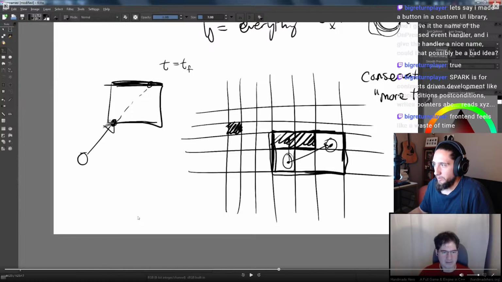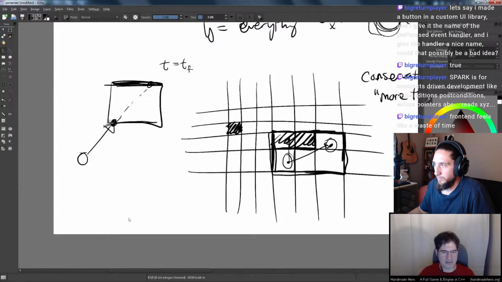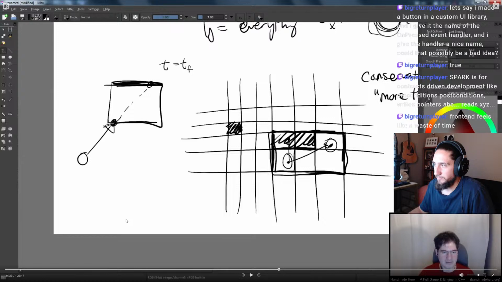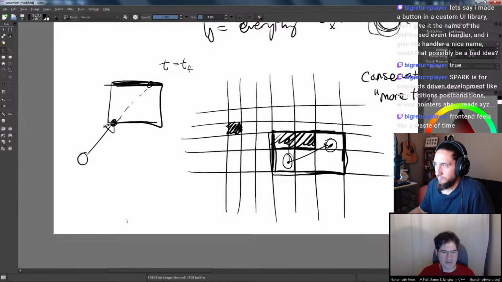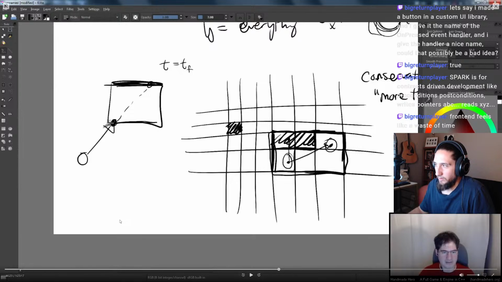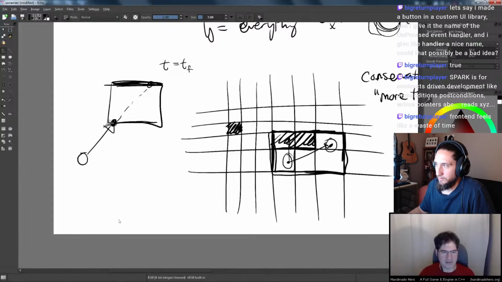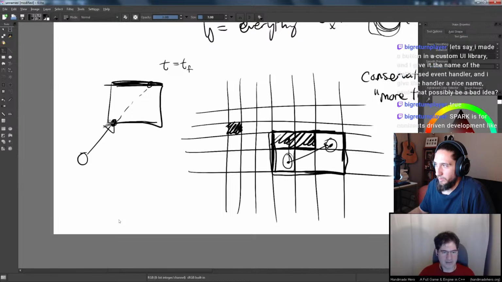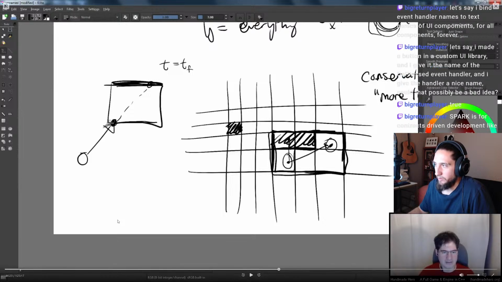Let's say I made a button in a custom UI library and I give it the name of the on-press event handler and I give the handler a nice name. Could that possibly be a bad idea? Let's say I made a button in a custom UI library and I give it the name of the on-pressed event handler. So you're saying that this button component has the name of onPressed, and you give the handler.